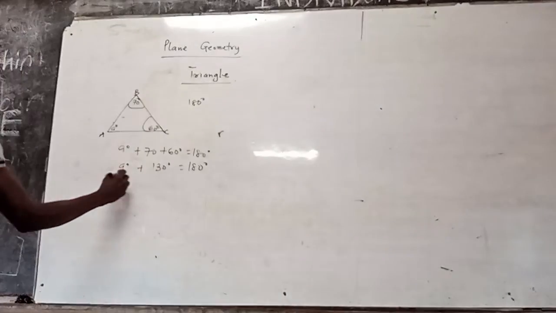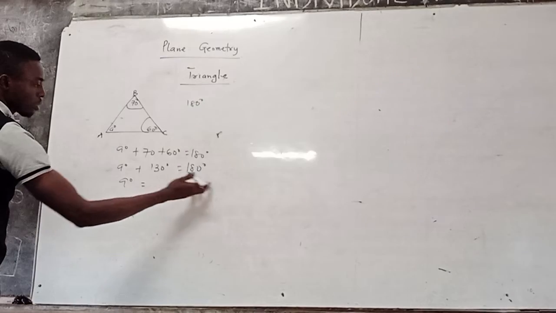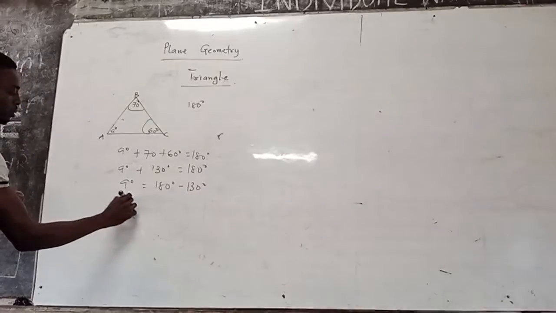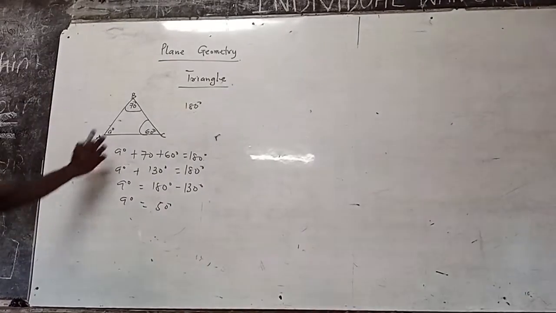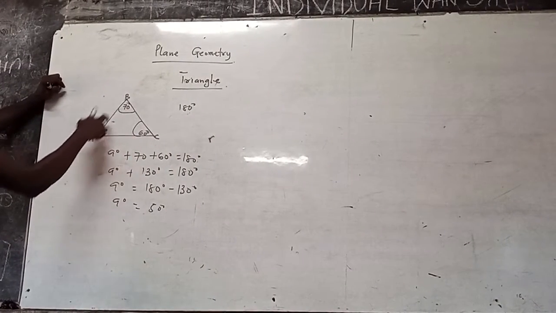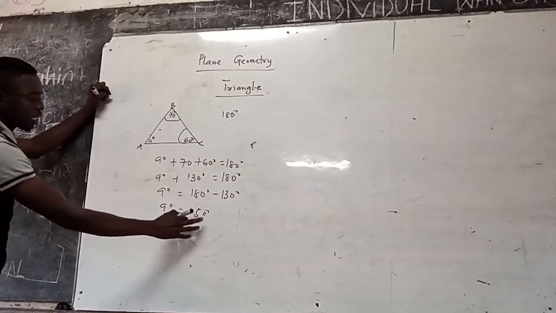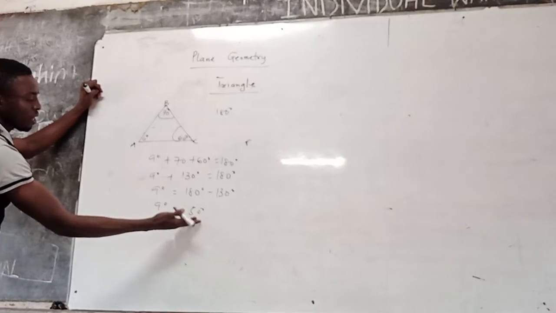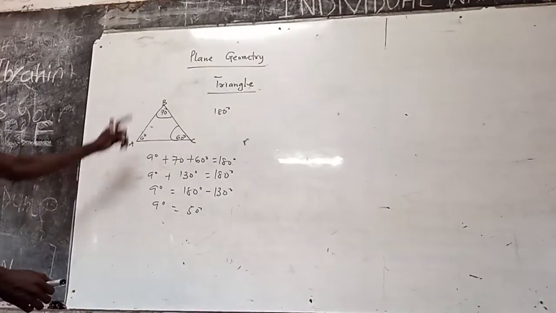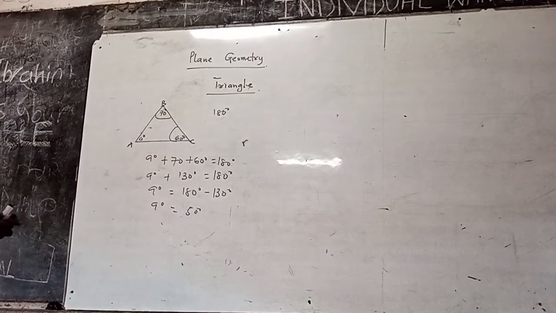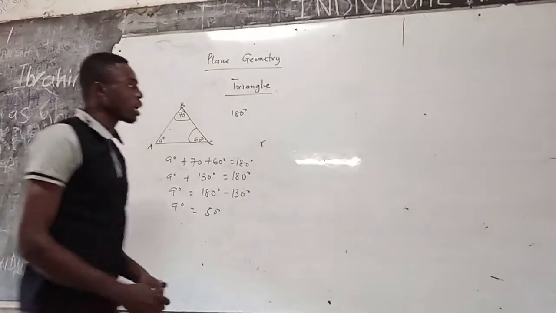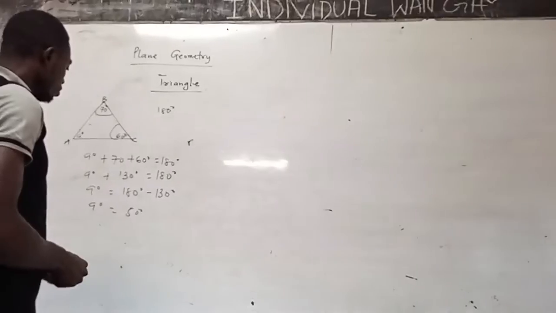Now, you group like terms and take this one away. So 180 minus 130. So A is going to be what? 50. So if A is 50, you can see critically that each angle is different and has a different figure. So we can call this a scalene triangle, because the sides are not equal, and it is an irregular polygon.